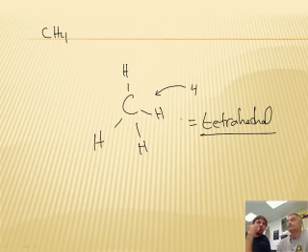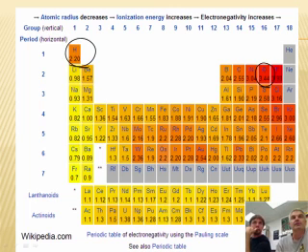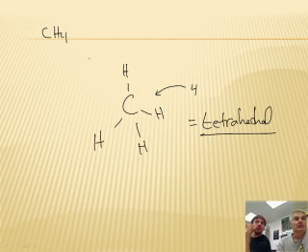Let's do another example that we've seen before. By the way, all the examples we're going to do here are ones you saw in the previous lesson, so you could go back to your notes and add to them so you don't have to recopy everything. For this one, carbon is 2.6, hydrogen is 2.2. That's a difference of 0.4, so that's a nonpolar bond.